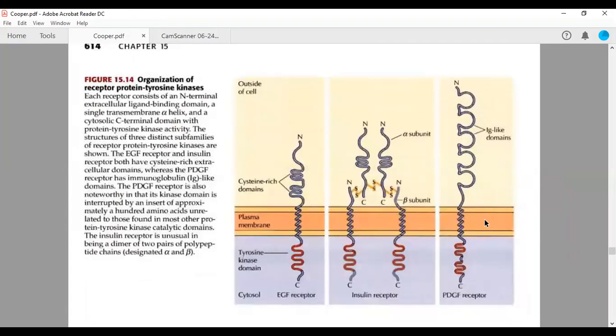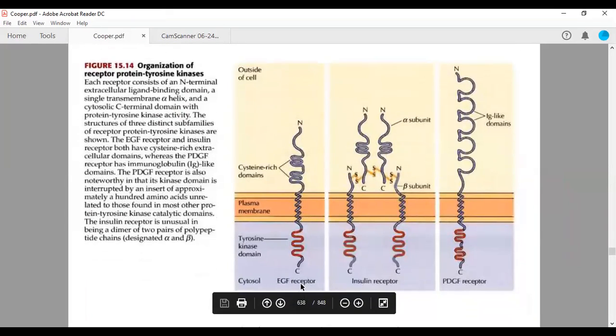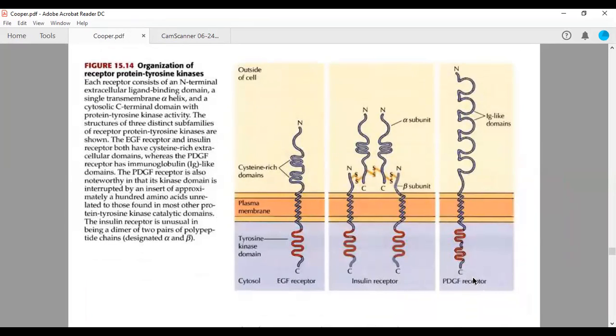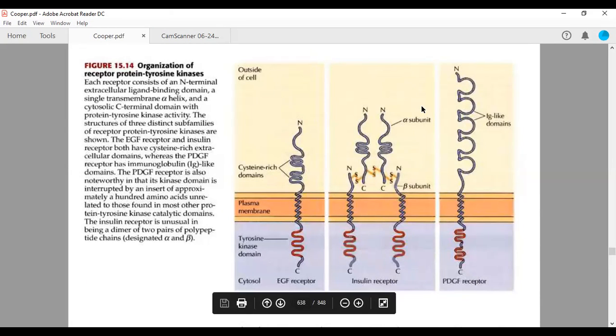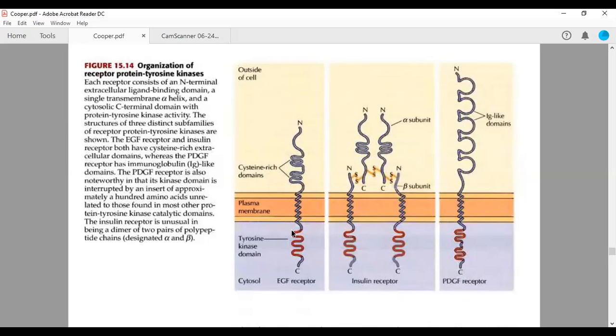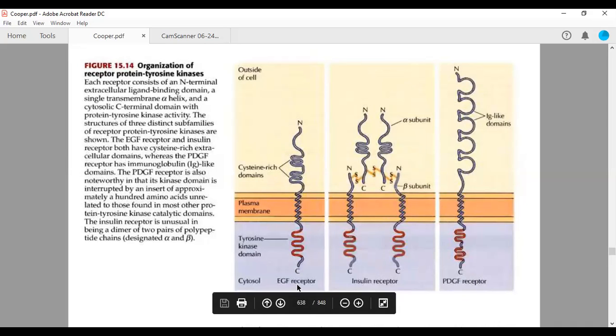So these are all receptor tyrosine kinases. For example, this is the epidermal growth factor receptor, this is the insulin receptor, this is the platelet derived growth factor receptor, and many more growth factors which are responsible for cell survival, cell proliferation or differentiation come under this receptor tyrosine kinase family. So three major types of receptors are found, of which the first class is, for example, the epidermal growth factor receptor.